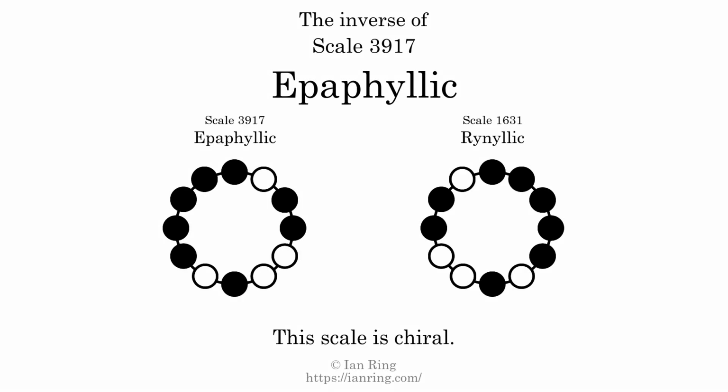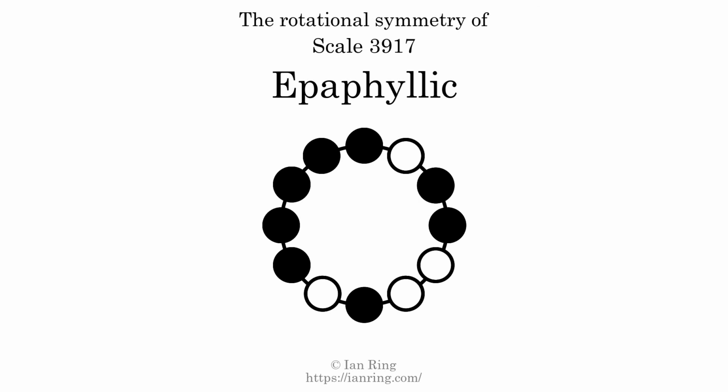The inverse of a scale is a mirror image. It is what you get when the sequence of intervals is reversed. The inverse of this scale is scale 1631, also known as Epaphyllic. This scale is chiral. It cannot transform into its inverse by rotational transformation. This scale has no rotational symmetry.